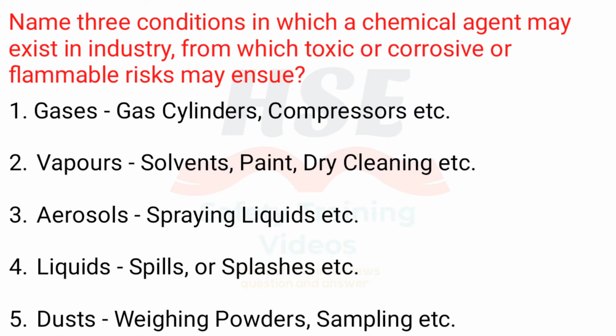Name 3 conditions in which a chemical agent may exist in industry, from which toxic or corrosive or flammable risks may ensue. 1. Gases, gas cylinders, compressors, etc. 2. Vapors, solvents, paint, dry cleaning, etc. 3. Aerosols, spraying liquids, etc. 4. Liquids, spills, or splashes, etc. 5. Dusts, weighing powders, sampling, etc.